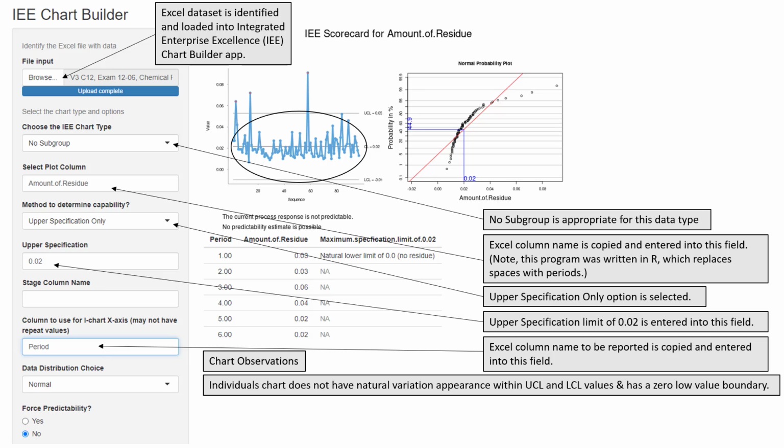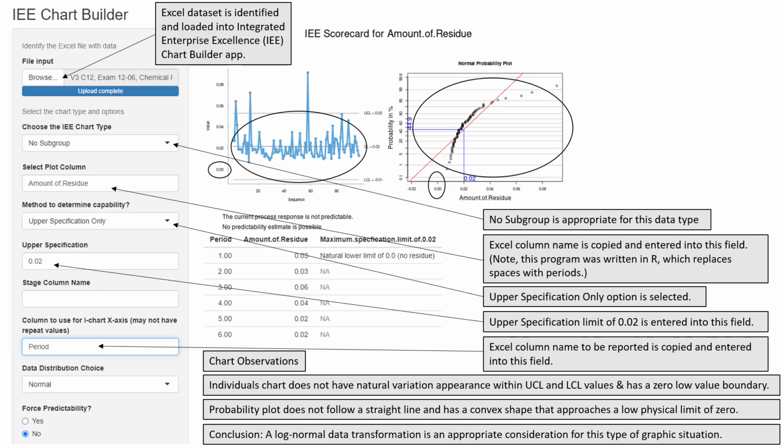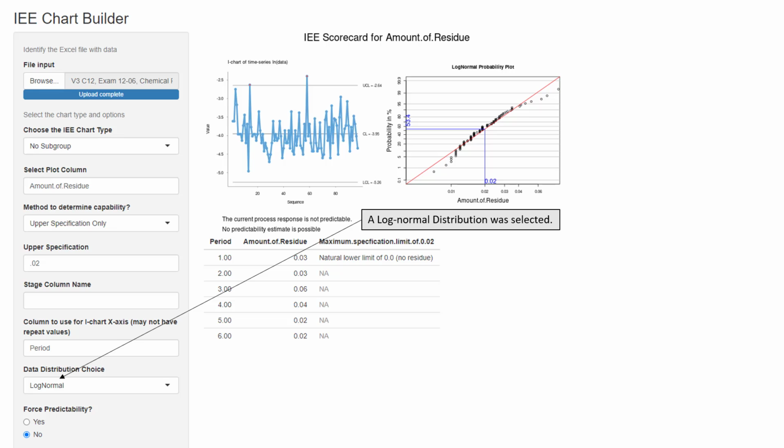Chart observations. Individual's chart does not have natural variation appearance within UCL and LCL values and has a 0 low value boundary. Probability plot does not follow a straight line and has a convex shape that approaches to a low physical limit of 0. Conclusion: a log normal data transformation is an appropriate consideration for this type of graphic situation. A log normal distribution was selected.